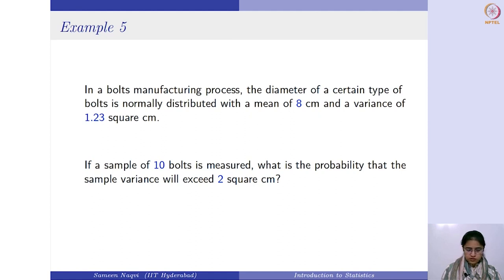So sigma square is basically 1.23 and n is 10. You have to find the probability that the sample variance is greater than 2. Again, we can simply use the result.